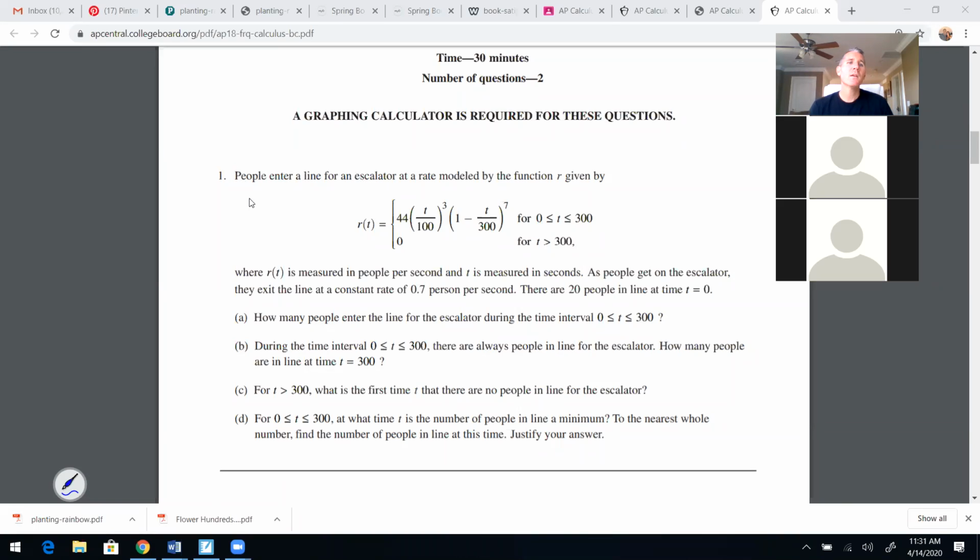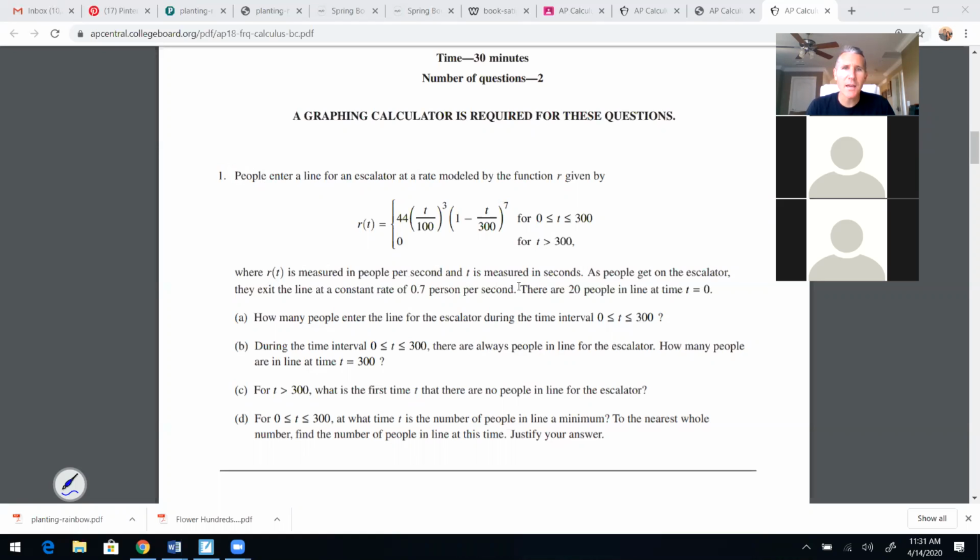Anyway, it says people enter a line for an escalator at a rate modeled by the function R given by R of t equals, and here it's piecewise, where it says if the time is between 0 and 300, and this is in seconds, then it's going to look like that. And when t is greater than 300, the rate at which people enter the line for the escalator is going to be 0. It says R of t is measured in people per second. T is measured in seconds.